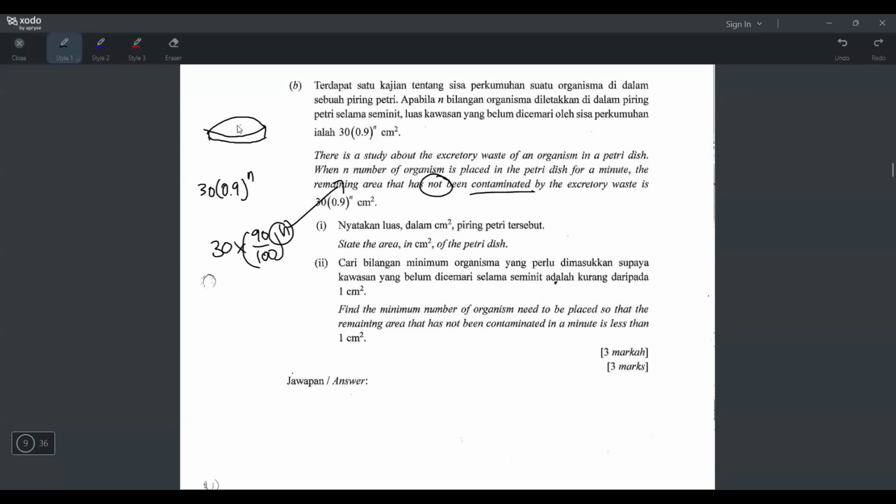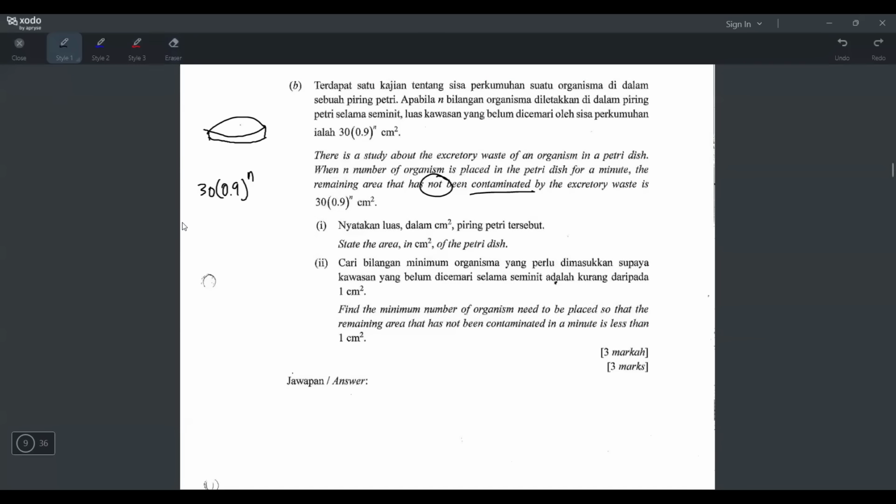It means the more organisms you put here, when your n is bigger, your number of organisms is more, then there is more excretory waste. And then the area that has not been contaminated is also smaller. Because for every one organism you put inside, the area will decrease. The area that has not been contaminated will be lesser. Okay, not contaminated.